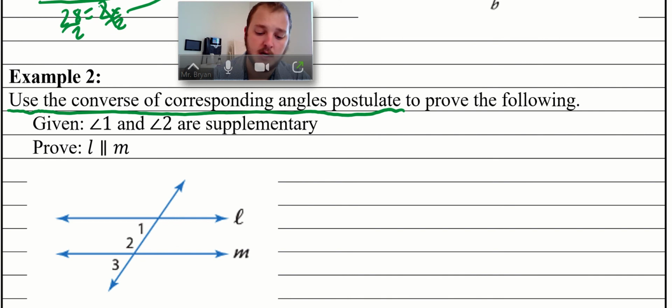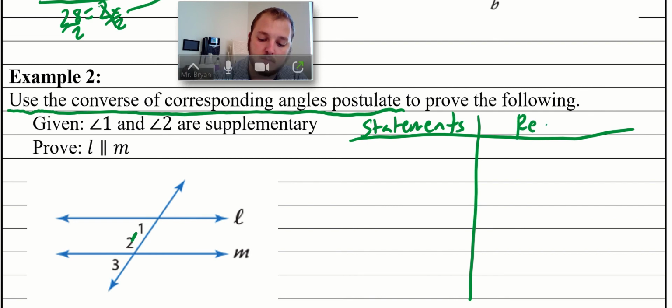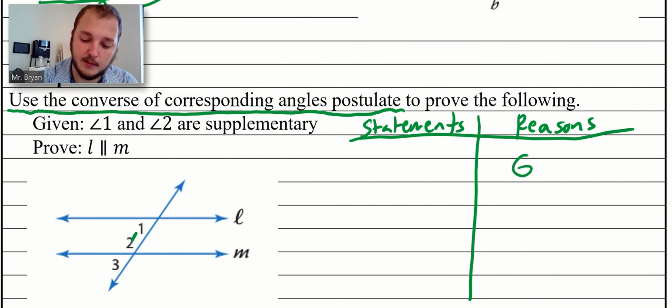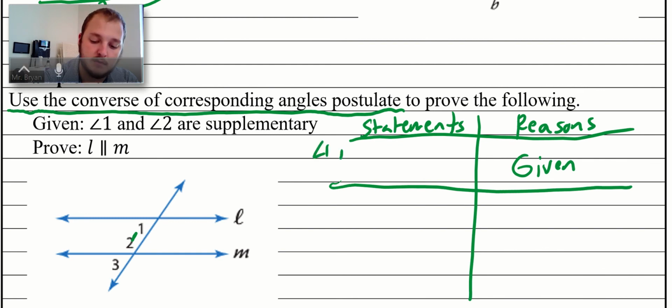So for example here, if I have this diagram, you should have this drawn out. I'm given that angle 1 and angle 2 are supplementary, and then I want to try to show with that information that L is parallel to M. So what I'm going to do here, since this is a proof, or I'm trying to prove this, is set up my two columns, statements and reasons as always. Okay, and hopefully we should know by now, first reason is always the same. I'm always doing the same thing. I'm just writing down my given. And in this case, my given is that 1 and 2 are supplementary. So angle 1 and angle 2 are supplementary here.